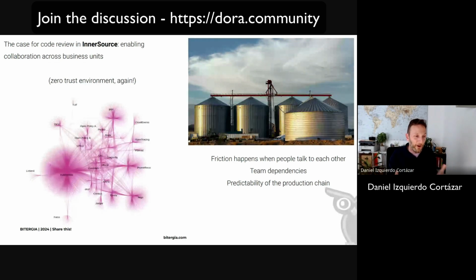Now we are at the stage where we have geographically distributed people that need to collaborate with each other, and that's open source. So again, this is the other space where I've seen that code review is kind of essential, if you let me use this word for code review.